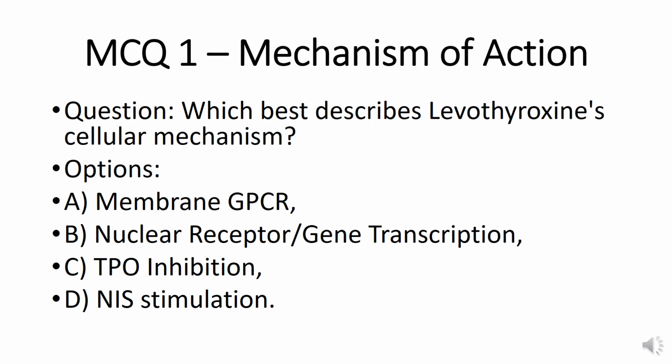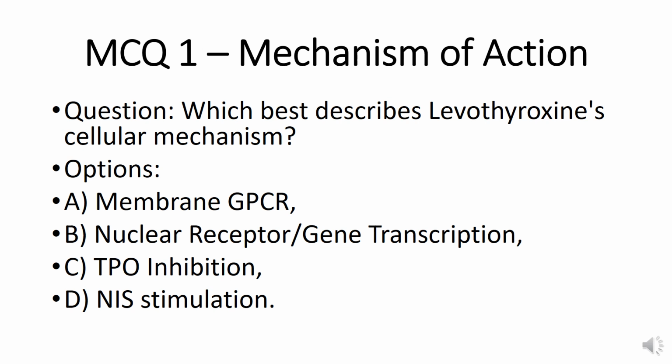Option C. Inhibition of thyroid peroxidase, also known as TPO. Option D. Stimulation of the sodium iodide symporter, or NIS. Take a moment and think about your answer. The correct answer is option B. Binding to a nuclear receptor and regulation of gene transcription.